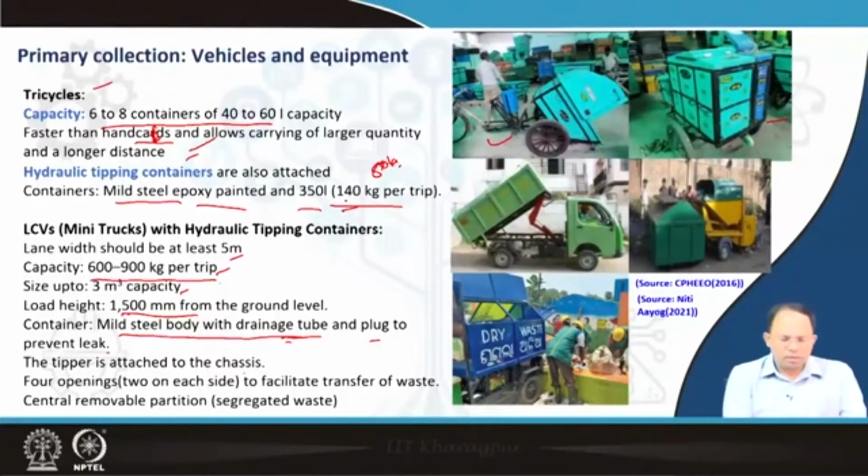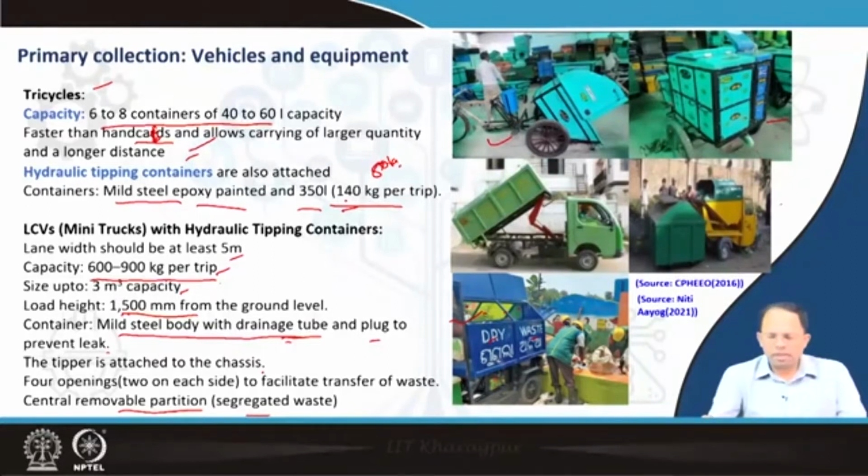The tipper is attached to the chassis, and there are 4 openings, as you can see over here, on 4 sides. This usually facilitates people to put in the waste directly. And there is a central removable partition, so that segregated waste could be carried, like dry waste and wet waste could be carried in different partitions.